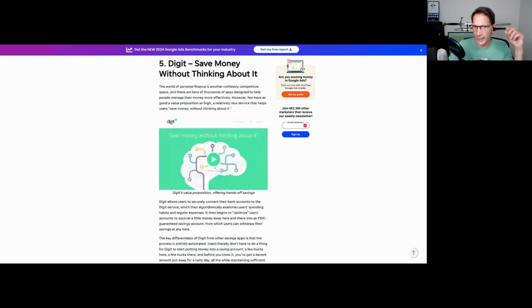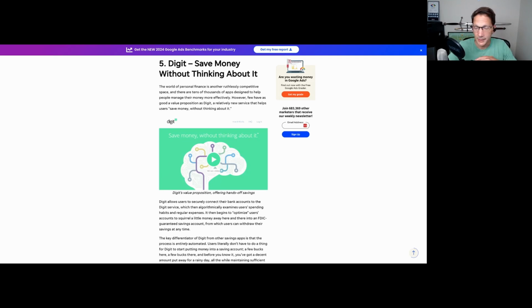And the final one we'll look at is for Digit: save money without thinking about it. Clearly, saving money is the core goal, the problem you're trying to solve. And the concern that people have, which you're trying to address to distinguish yourself, is "without thinking about it." When I see that, I say, oh, this is something I could potentially sign up for and just start saving money without having to invest a lot of time into it.